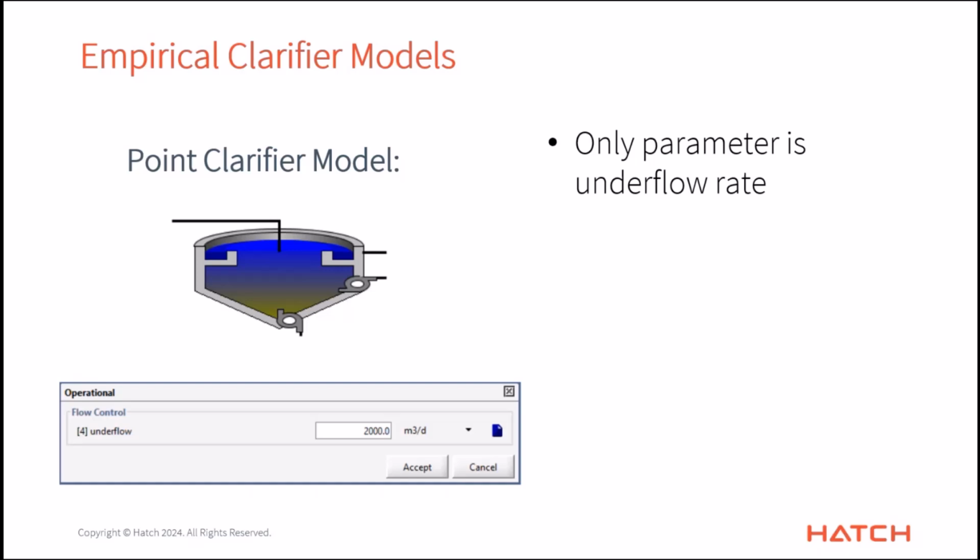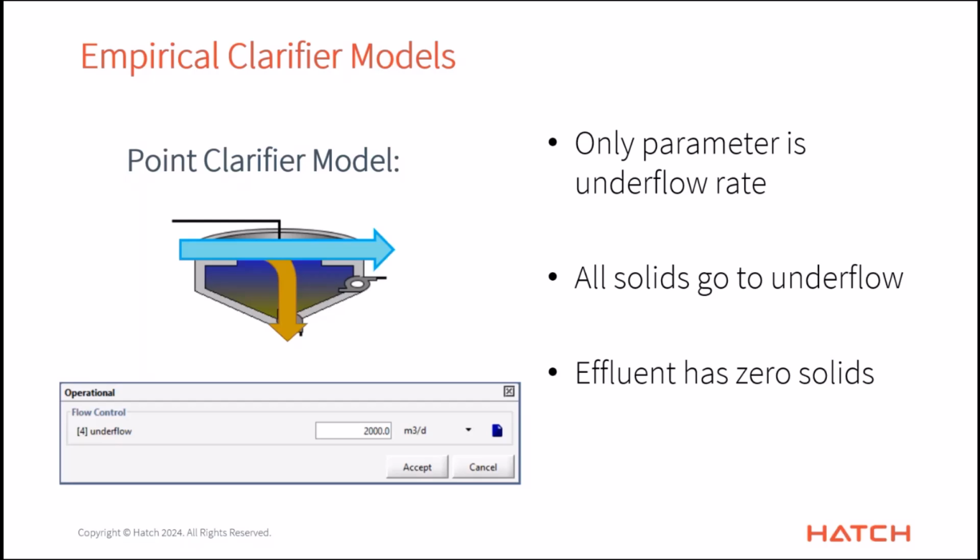So the very simplest, most straightforward one that we have is called the point clarifier model. It is a model that is a perfect clarifier. It assumes that all of the solids will be captured and go into the underflow. So therefore, the only parameter that is available for you to set is the underflow rate. Once you know that, and we know that, of course, all of the solids are going into the underflow, then we can calculate a flow balance first, and then a mass balance based on that as well. So basically, you'll end up with a 0 effluent solids because it's acting as a perfect clarifier.